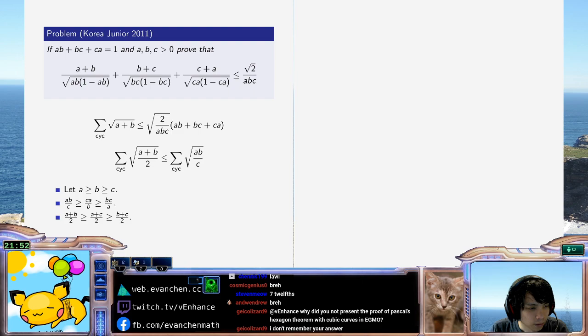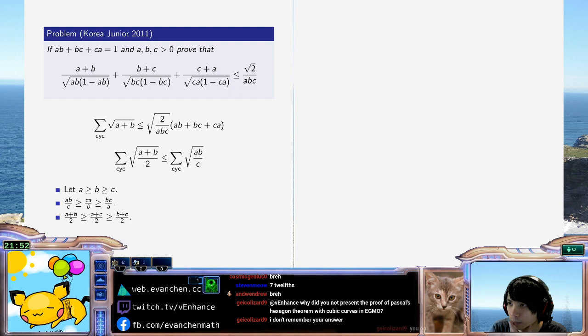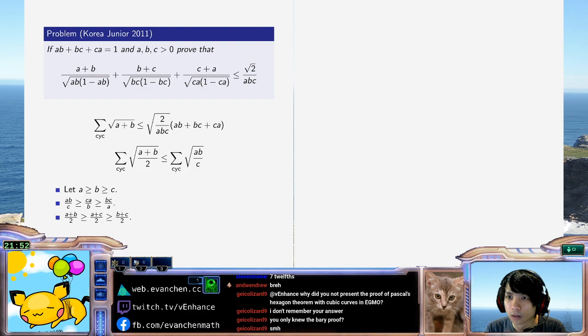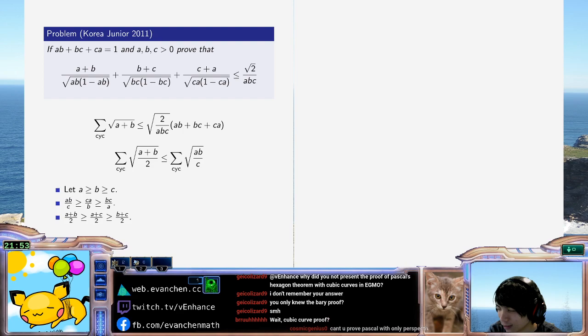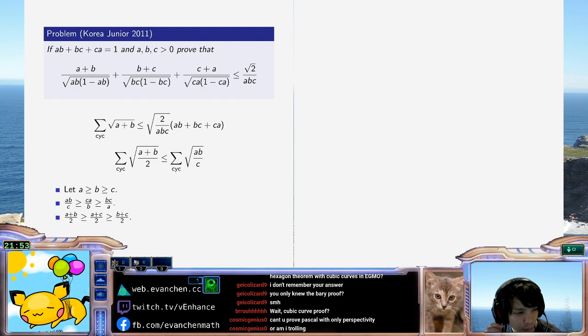I didn't know the cubic curve proof back then when I wrote ECMO, so that's why. Okay, so... I could also just square both sides. I could throw away my morals and square both sides. Although... Can't you prove Pascal with only perspectivity? I mean, yes. But also, it was a good Berry example, so I included the Berry proof and didn't use the other one. Yeah.